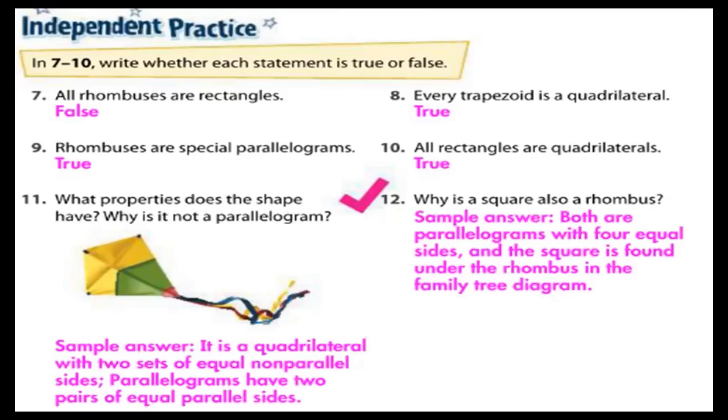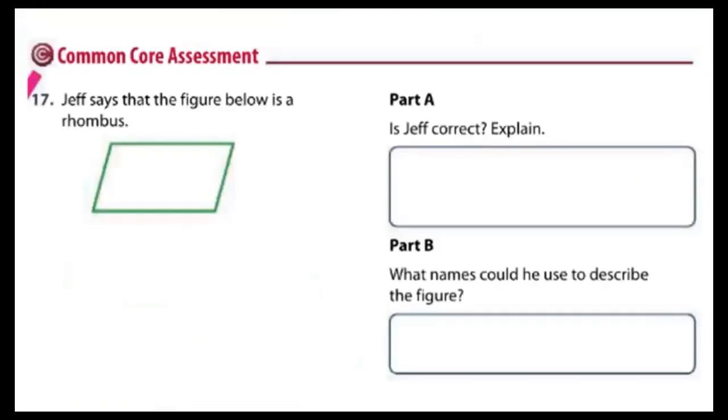Finish copying the answer and move to the last page in the lesson, Common Core Assessment, Math Problem Solving. Jeff says that the figure below is a rhombus. How can I do that? Look at the figure in front of you. It's colored in green. Is Jeff correct in saying that this shape is a rhombus? I don't think so. So he is incorrect.